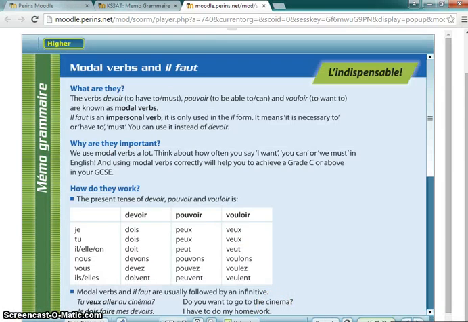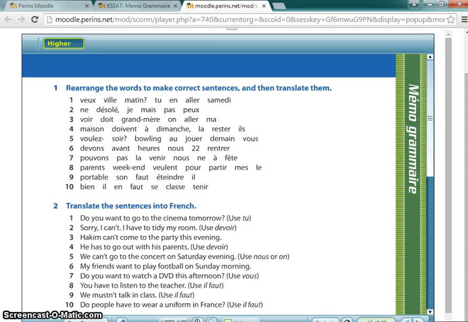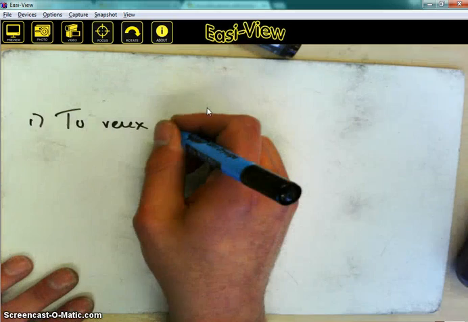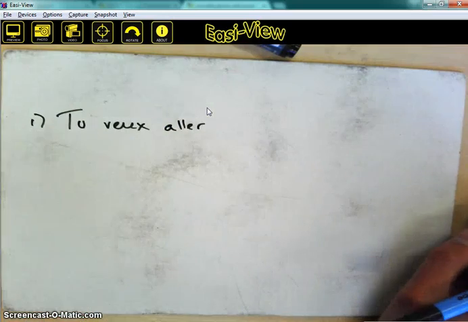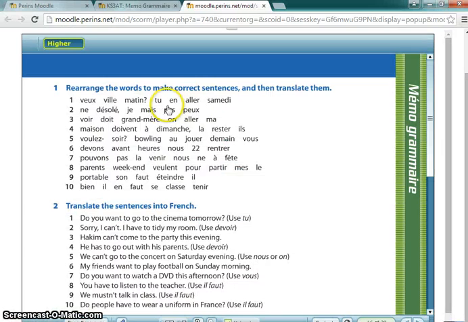Look at our question. Is the word aller in there? It is, it's up there. So there's aller, so I'm just going to assume that's going to go there. Tu veux aller, then we need to work out what the rest of it means. So tu veux aller, what have we got? We've got ville, matin, en, and samedi. Let's go through what each of these words mean, see if we can work out the order they need to go in. Obviously, you can look these up, but we're not going to do that now. We're going to see what we know together.